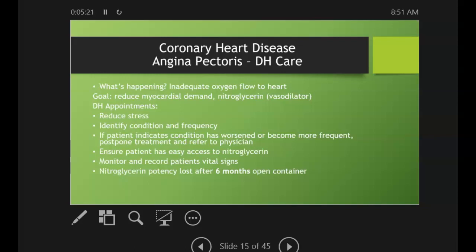Things like that. You also want to monitor their vital signs, so taking their blood pressure and pulse. And they'll know this, but it's important for you to know this, that their nitroglycerin potency is lost after 6 months. So there should always be a fresh container of nitroglycerin in the office, in the medical emergency kit.